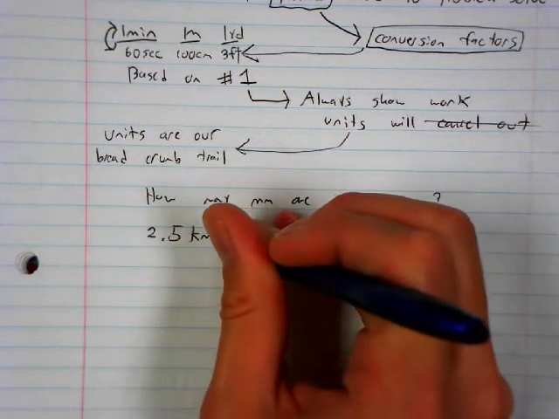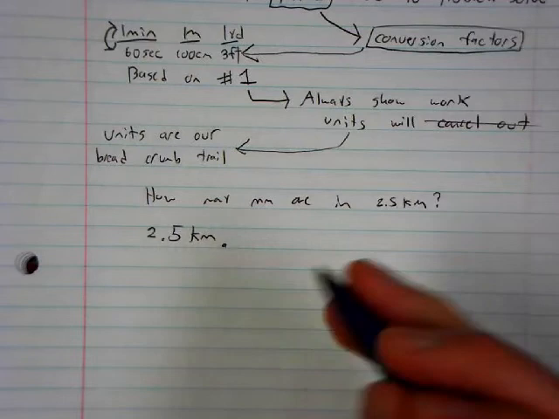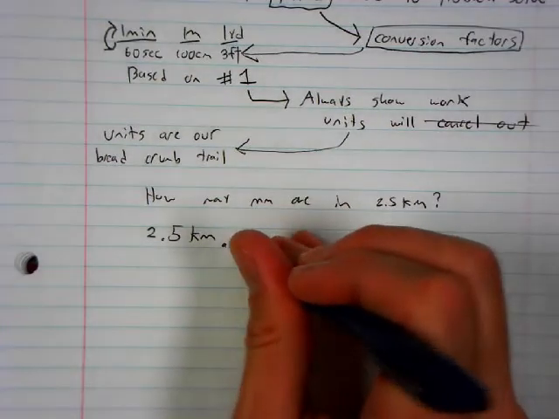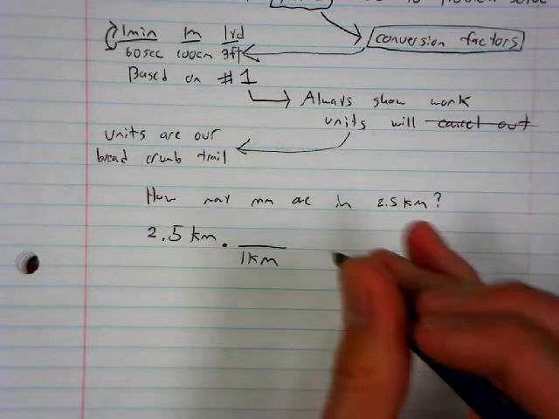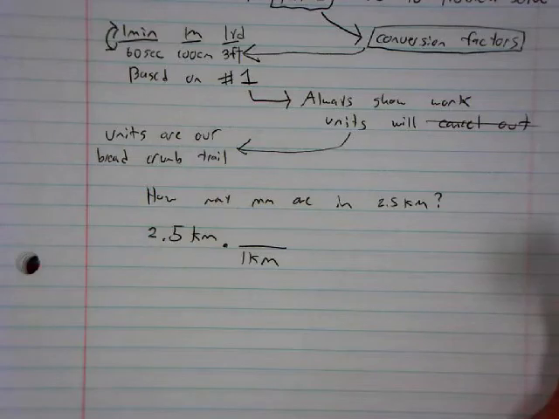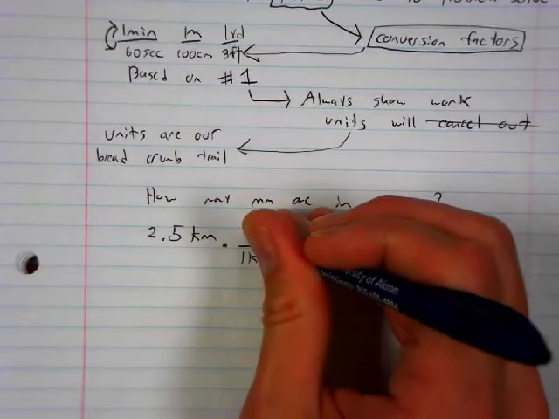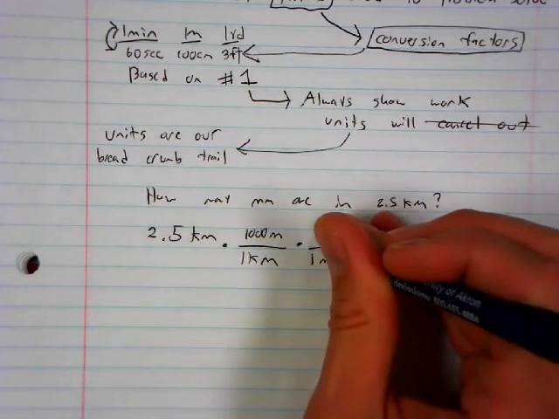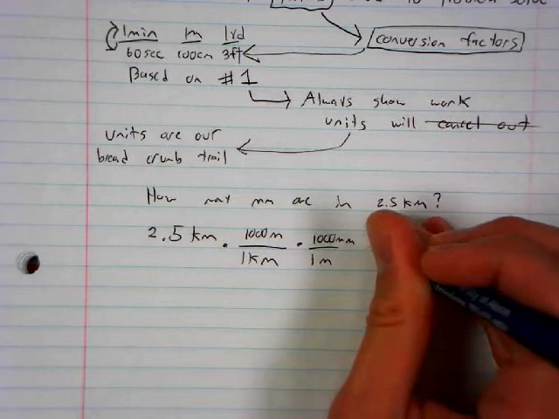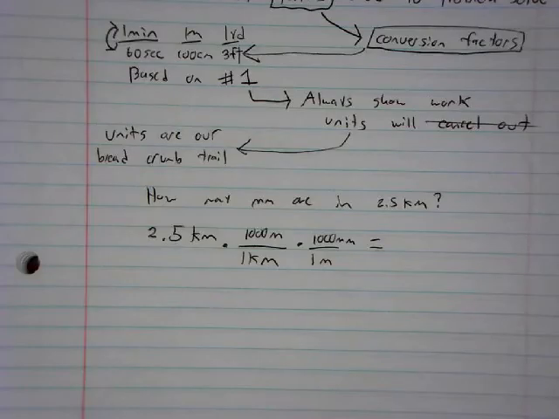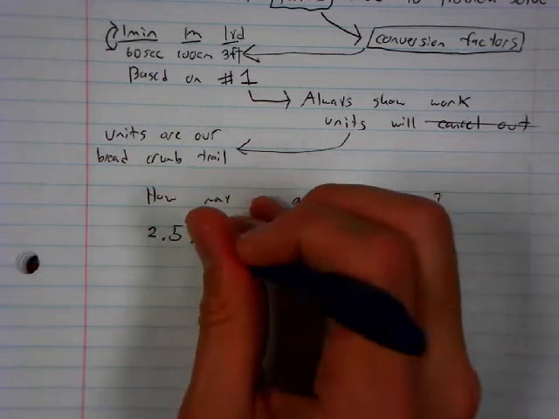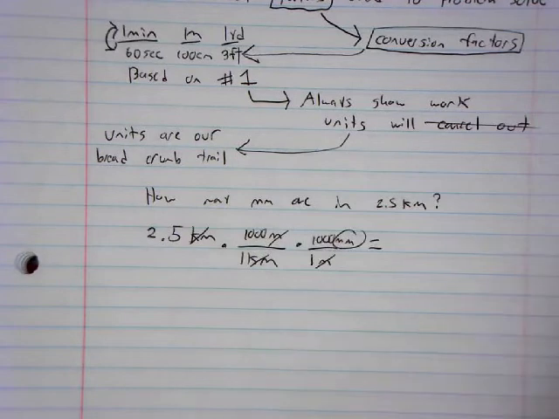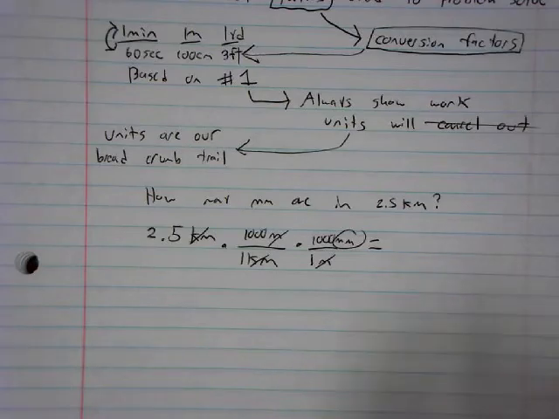So I have 2.5 kilometers is what I'm starting with. If I have kilometers on the top of the first step, I have kilometers on the bottom of the next step. So 1 kilometer is, you can either skip straight to millimeters and do like 100,000, but I like to use easier units. 1 kilometer is 1,000 meters, and I know that 1 meter is 1,000 millimeters. So you will multiply everything on the top and divide by the bottom. Kilometers cancels out, meters cancels out, leaving millimeters.